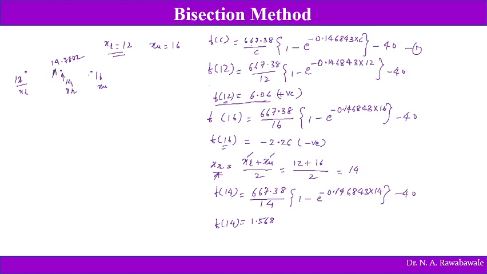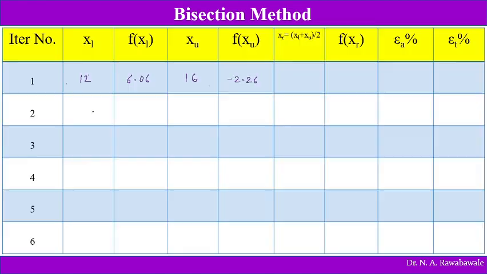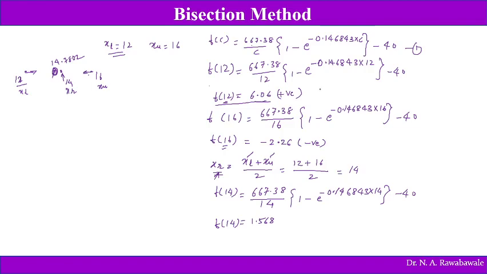So we want to approach the true answer. Gradually we are moving towards the answer from both sides. Earlier it was 16, now we have moved to 14, and the true answer is 14.78. Still there is an error. Now we can substitute these values here. So xr is equal to 14, and f of xr, which we have calculated here, is 1.568.